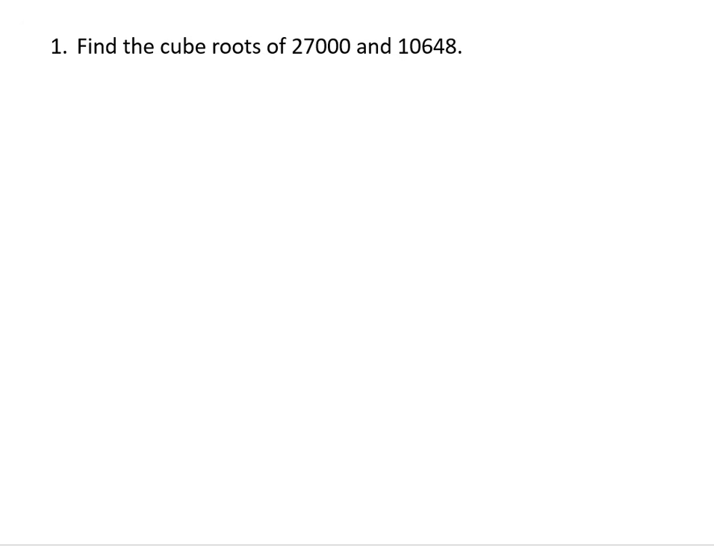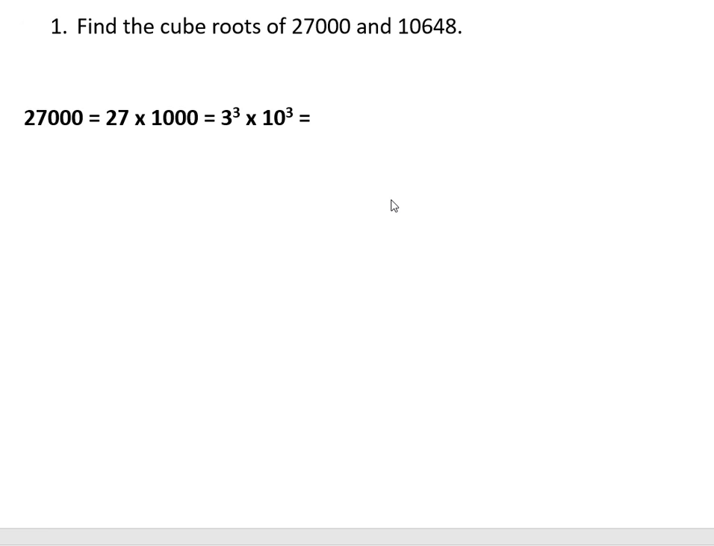The first question is find the cube root of 27,000 and 10648. So let's solve one by one. Before we find the cube root, let's factorize 27,000. Let's break 27,000 as 27 into 1000. When you further make it a perfect cube, 27 is 3 cube and 1000 is 10 cube. So we have 27,000 in the form of a perfect cube, which is 3 cube and 10 cube.